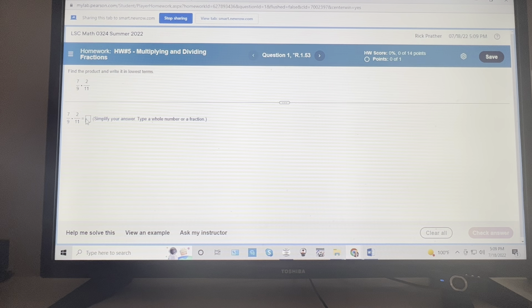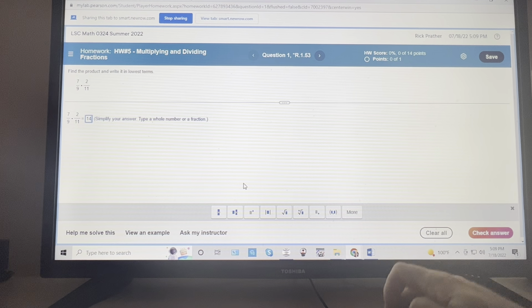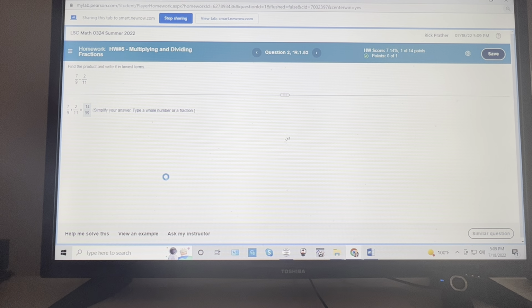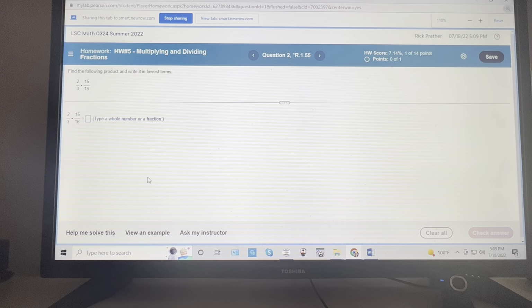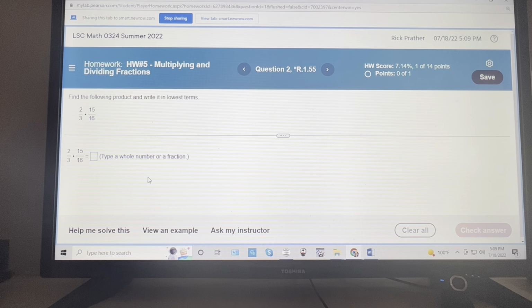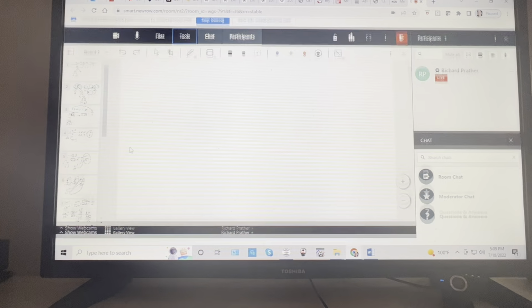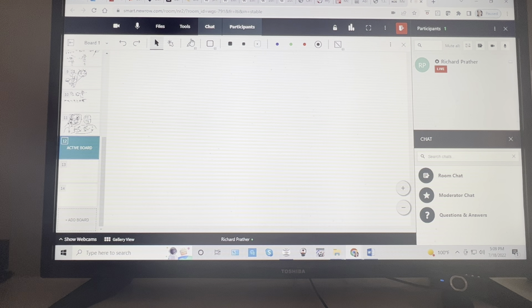So the process of multiplying fractions is generally easier, but the one downside is sometimes you have to make that bigger so you can see it better. Sometimes you have to reduce at the end. So we could do this straight across. Notice it says type a whole number or a fraction. We can do 2 times 15 for the top and 3 times 16 for the bottom. That's fine if you want to do that. But then you'll have something to reduce at that point. If you reduce first, it'll be easier because you'll be working with smaller numbers.